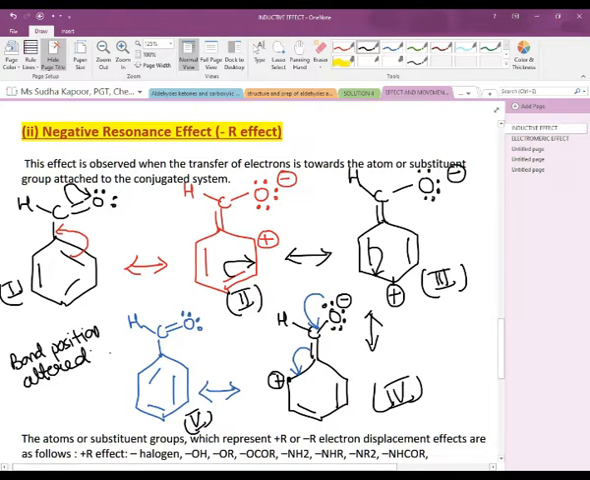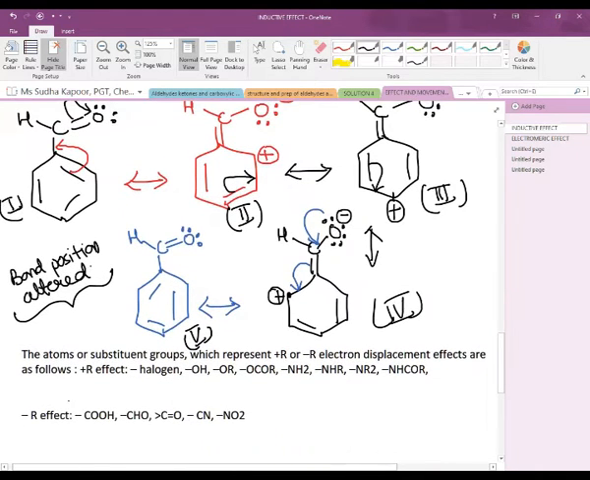Now this time the meta is considered to be having more electron density as compared to ortho and para. So the atoms or substituent groups which represent the plus R or minus R electron displacement can be shown as: plus R is shown by halogen, OH, OR, then ester part, NH2, 1 degree, 2 degree, 3 degree, and the amide. While minus R can be shown by carboxylic group attached on such conjugated system, aldehyde, ketone, CN cyano groups, and the nitro groups. So we can specify that these are mainly taking part for the minus R effect and these for the plus R effect.